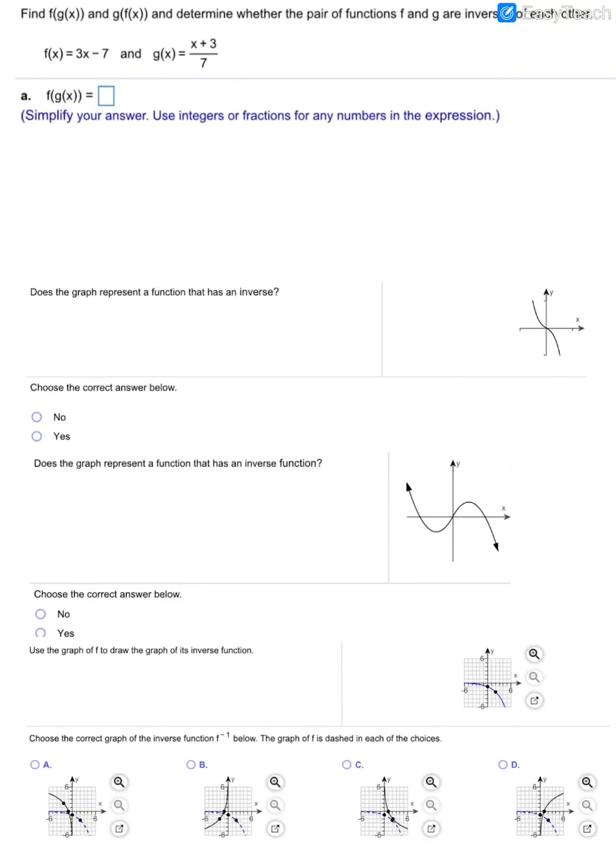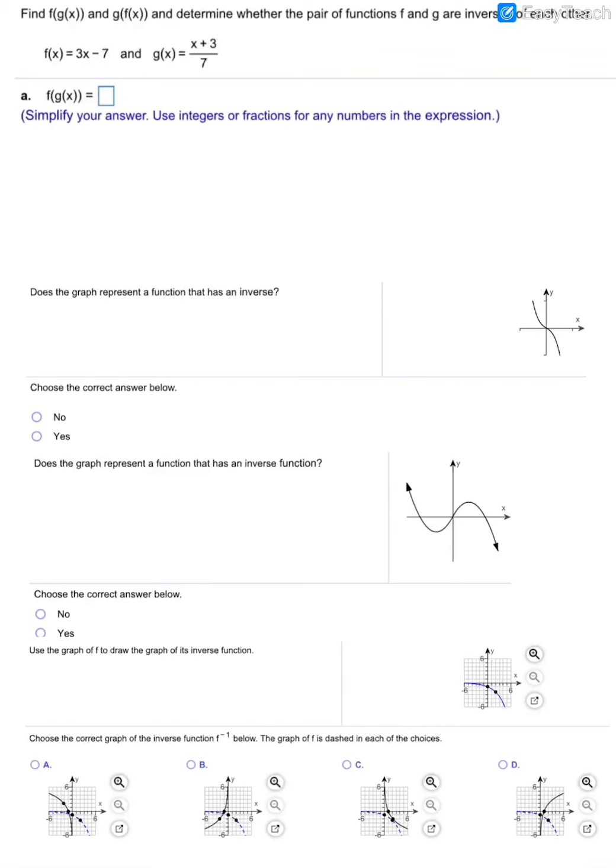We are going to look at inverse functions. In this first problem, they're asking us to find f composed with g of x and g composed with f of x, and then determine whether a pair of functions f and g are inverses.